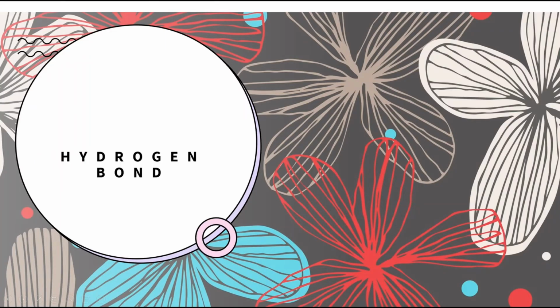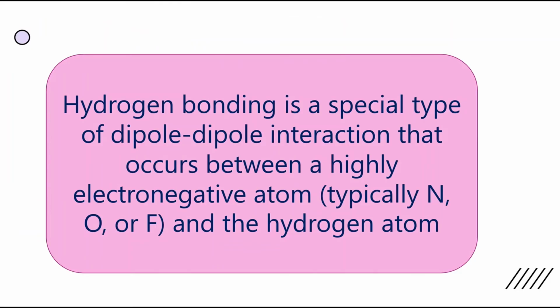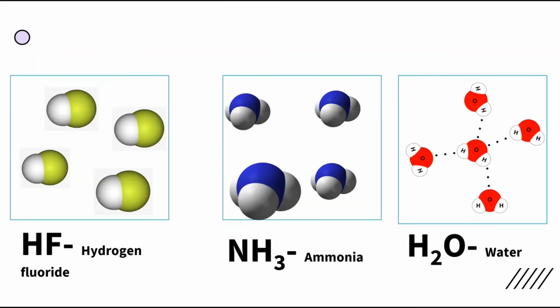Now, the third thing that we'll learn is about the hydrogen bond. Hydrogen bond is a special type of dipole-dipole interaction. It is an extension of it, and it occurs between a highly electronegative atom, like nitrogen, oxygen, or fluorine, and a hydrogen atom. So we'll see an example here. You see here, I have three different types of molecules. Here I have hydrogen fluoride, here it is ammonia, and here it is water.